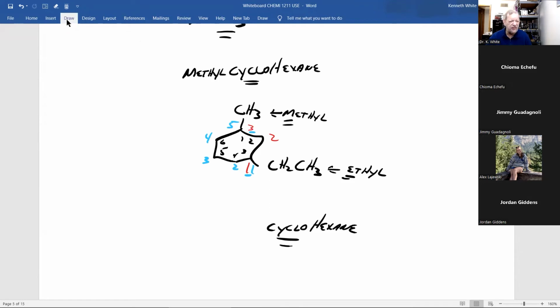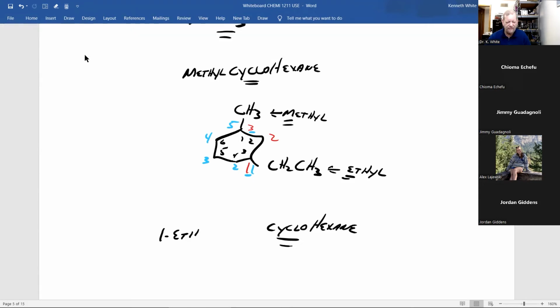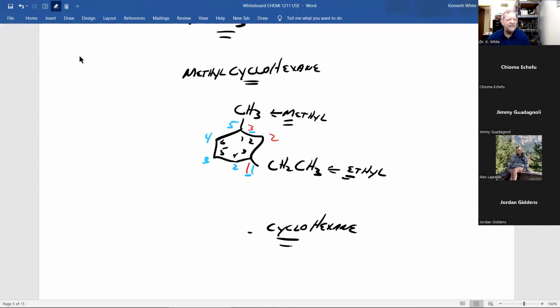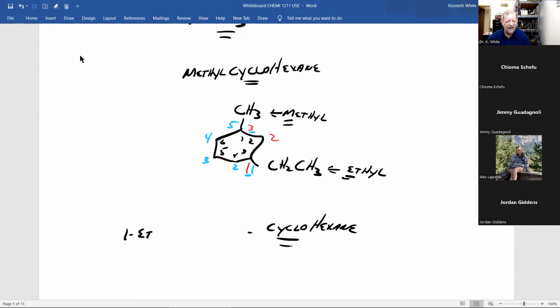And what that means is the name would be 1-ethyl, 3-methyl. I did it again. 1-ethyl, 3-methyl cyclohexane. Let's go through this again.